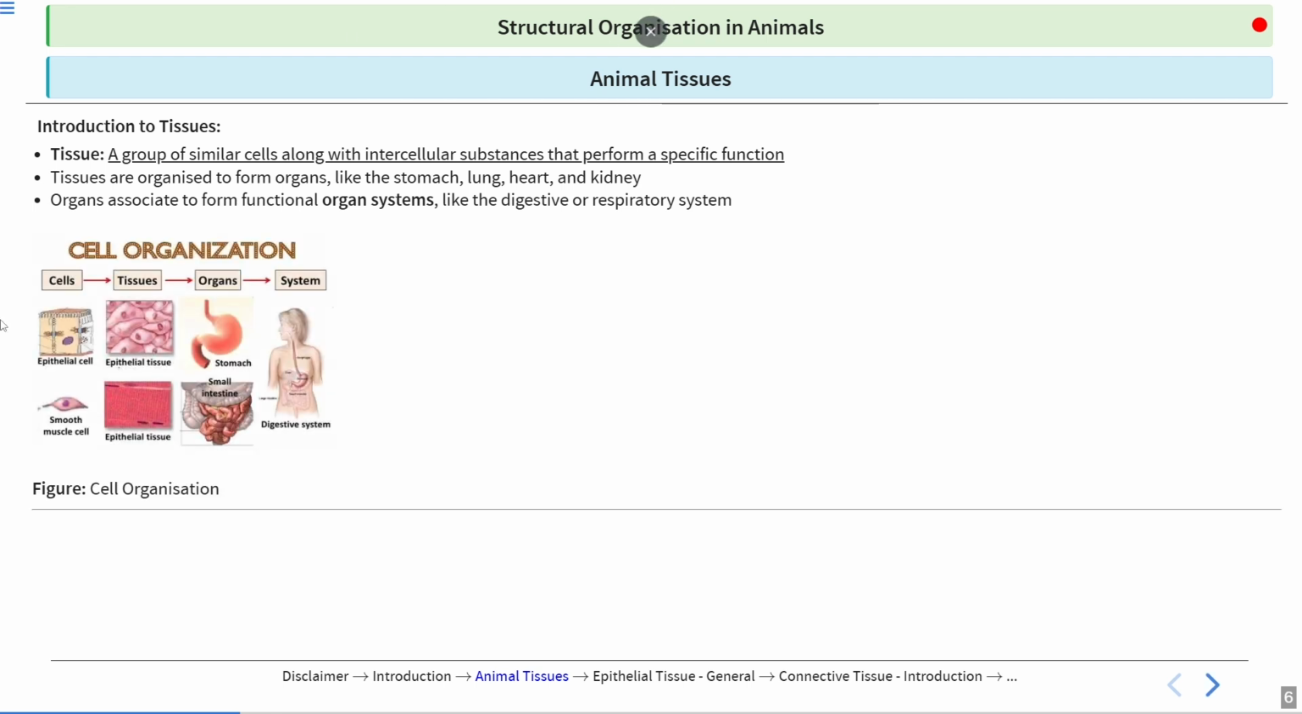So here you can see many cells unite together, and those cells are of similar type. They form the tissue. Now different tissues unite together to form the organ, and many organs unite together to form the organ system. So here is an example of the digestive system. You can see there is a small intestine, there is a large intestine, there is a stomach. Those are the parts of your digestive system, right?